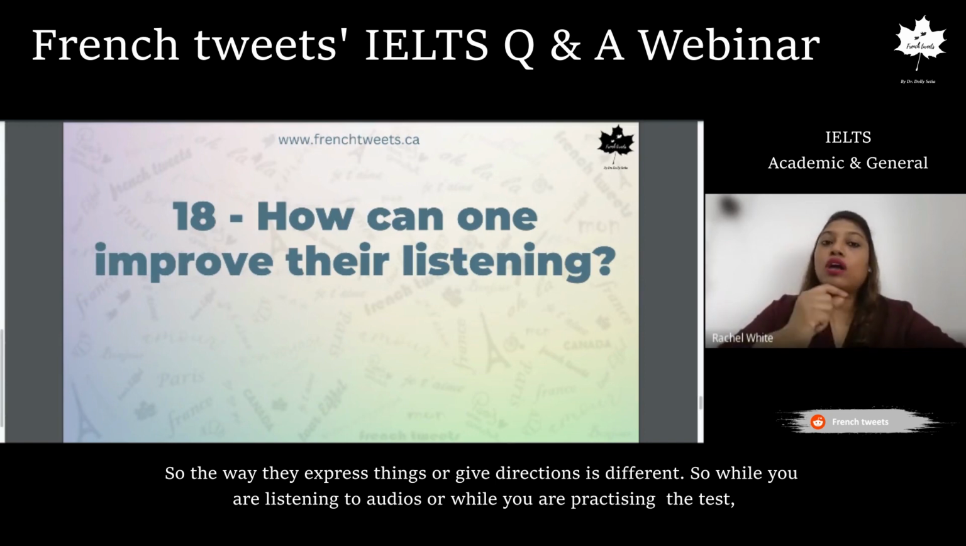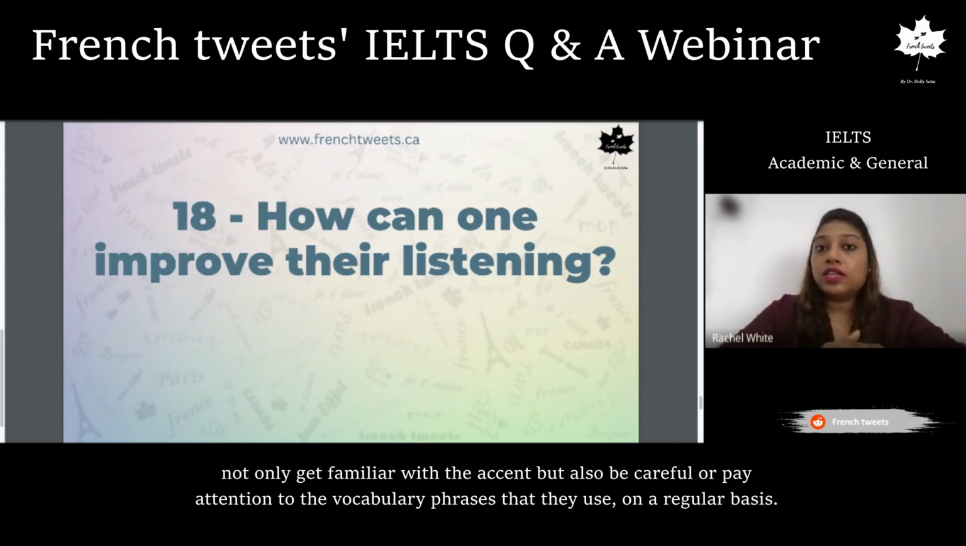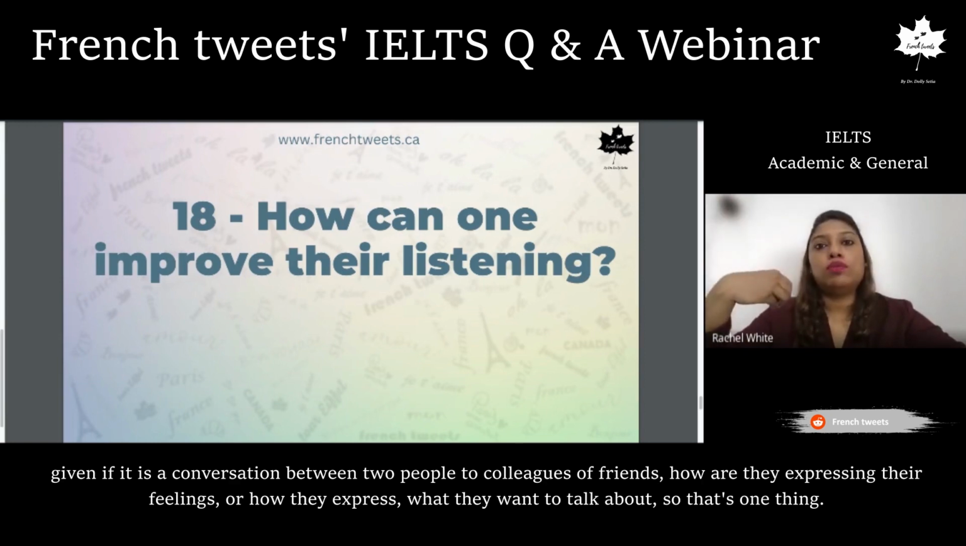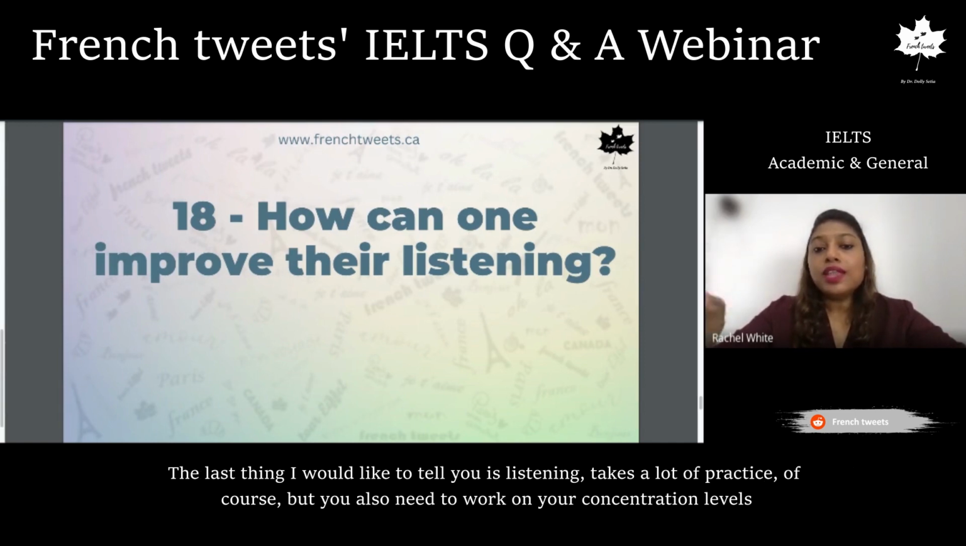So while you are listening to audios or while you are practicing the test, not only get familiar with the accent, but also pay attention to the vocabulary and phrases that they use on a regular basis. Even if it is a conversation between two colleagues or friends, how are they expressing their feelings, or how are they expressing what they want to talk about? So that's one thing.